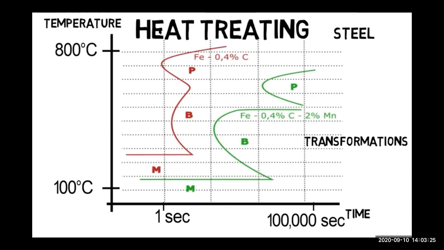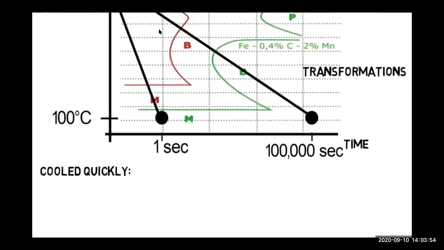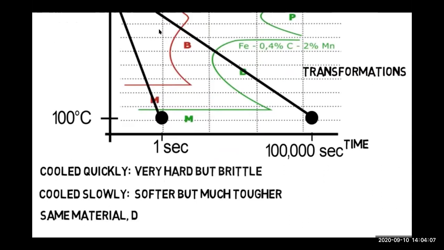So let's say we heat up steel to about 800 degrees Celsius and start there. Then we cool it to 100 degrees Celsius in 1 second, so very quickly. That curve, or line in this case, tells us which transformations this material goes through during cooling. See how it goes through those regions with an M? This goes through different transformations than if we slowly cooled it to the same temperature over the course of about a day. So what does this do? Well, if it's cooled very quickly like that first line, that might yield a very hard but brittle material. If you cool the material slower, it may yield a slightly softer material, but that is much tougher and doesn't break easily. It's all the same material, but we can achieve different mechanical properties just by cooling it differently.